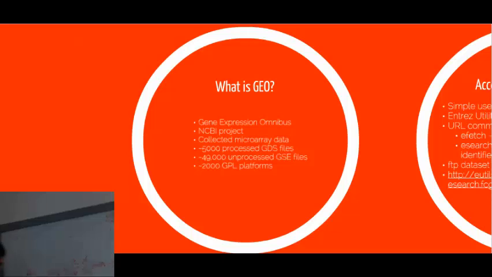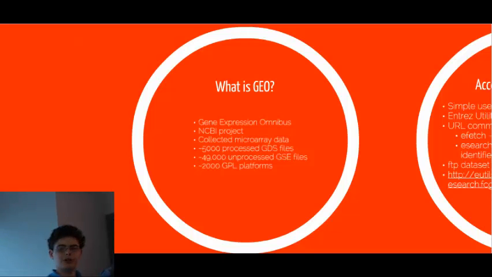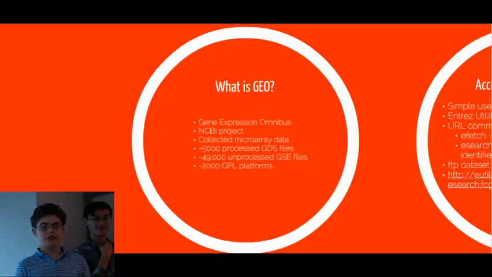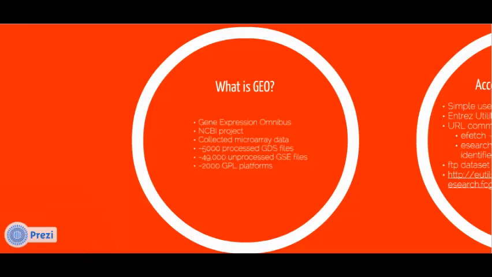So GEO is the Gene Expression Omnibus, and it's an NCBI project, much like PubMed. It's a collection of microarray data from across the years and different types of files. We have the nicely processed GDS files, which are curated. The terms are standardized, they're divided up into nice subsets, and they're easier to work with. But there are only about 5,000 of them. The vast majority of the data is stored in 49,000 or so GSE files, which are not edited, have unstandardized terms, and are quite unwieldy sometimes.